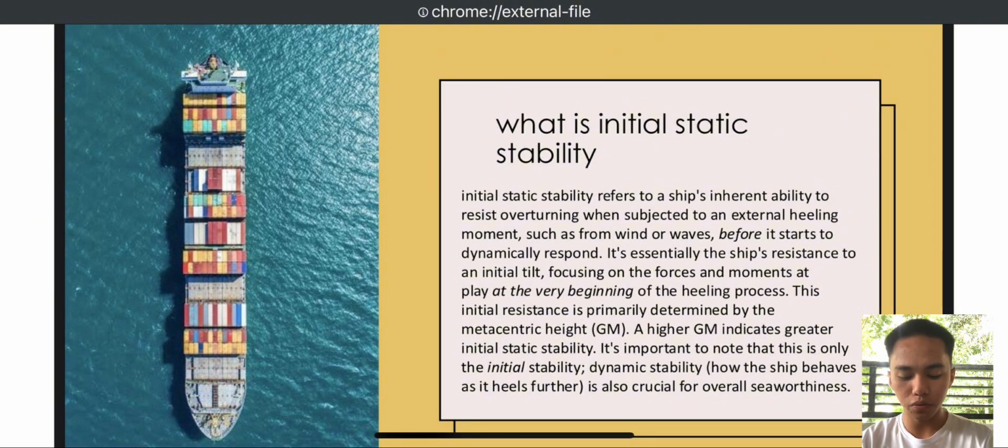It's important to note that this is only initial static stability. Dynamic stability, how the ship behaves as it heels further, is also crucial for overall seaworthiness.